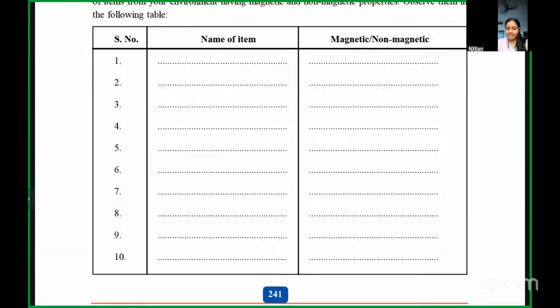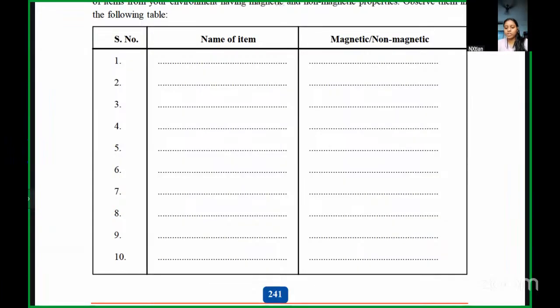Okay, you can take a magnet if you have one at your home, and put the magnet near various things and see what things are attracted to the magnet and what things are not. The items that you are taking, you will write in the column name of the item, and if they are getting attracted to the magnet, you write magnetic. If they are not getting attracted, you will write non-magnetic.